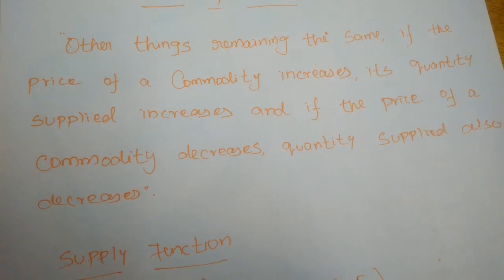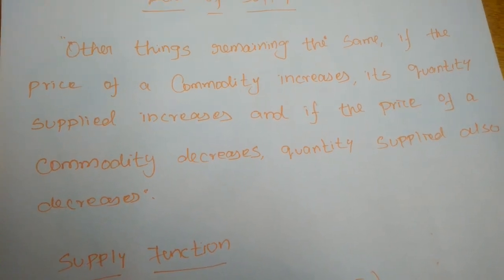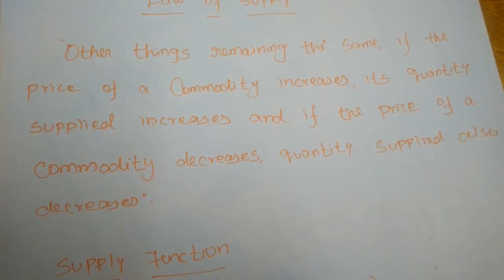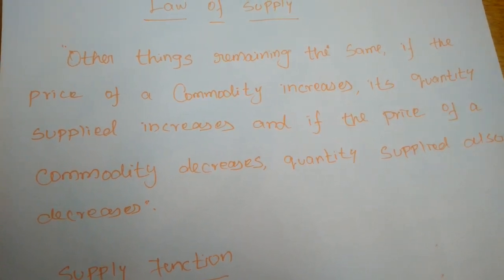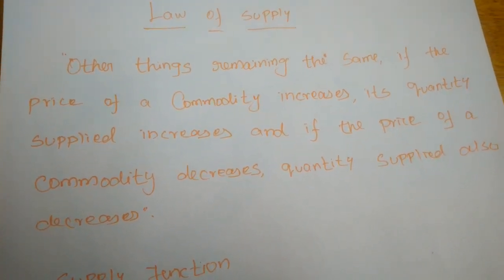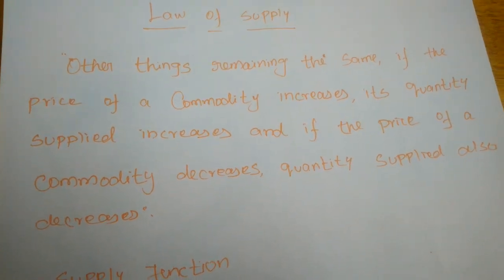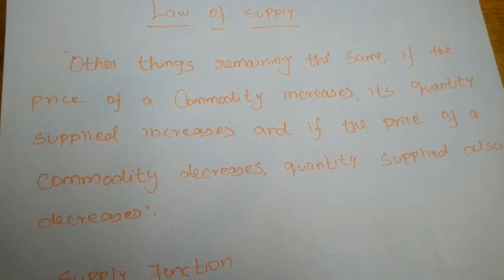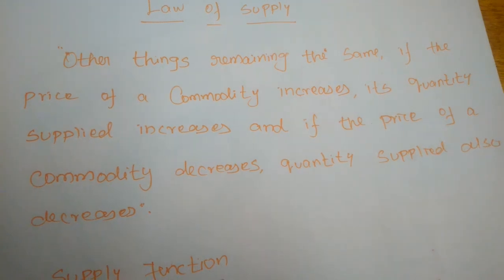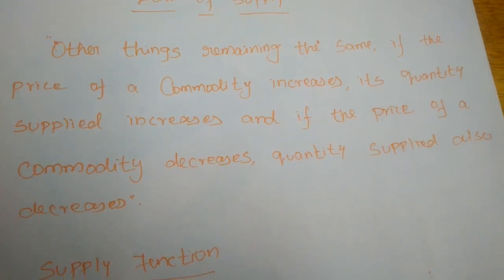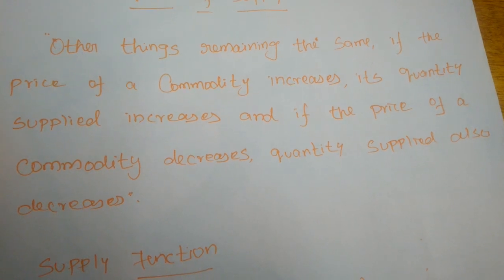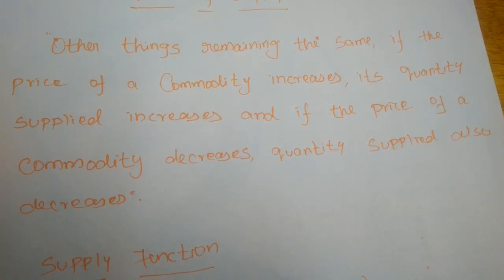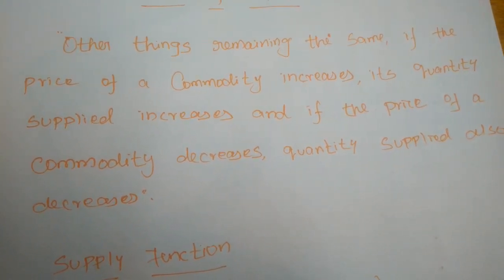Otherwise, there is a long term and short term scenario. We will study about that later. In the short term and the long term also, the supply of commodities will change. So, other things remaining the same, if the price of a commodity only increases, its quantity supplied increases. And like that, if the price of a commodity decreases, the quantity supplied of the commodity also will decrease.